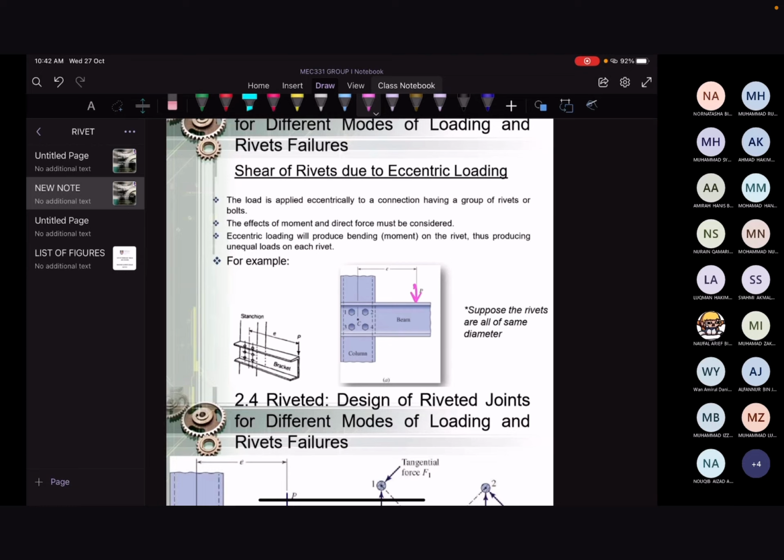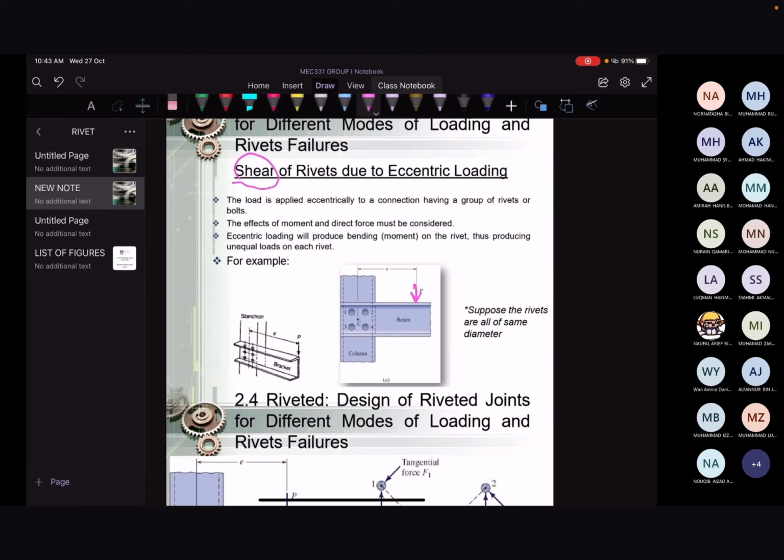Okay, but there are many kinds of forces. There is tensile. If you already know power screw, we have tension and compression. Then in the bolt, we have tension on the bolt only. But what kind of force will the rivet carry if it is subjected to eccentric loading? The rivet will be subjected to shear force. So whatever force we learn in the rivet will be in shear.